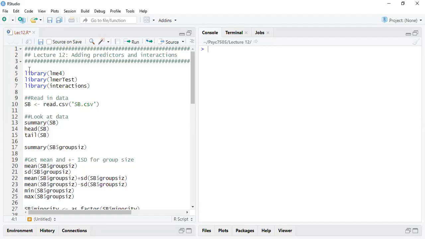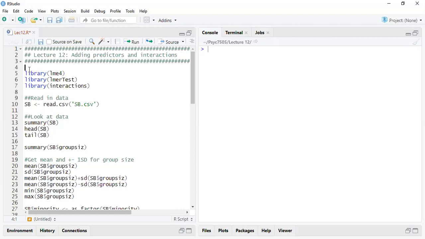Hi everyone, welcome back. This is the software portion, the R examples for lecture 12, adding predictors and interactions in MLM. In this lecture, I'm mostly going to focus on the interaction side of things. We talked about adding predictors last week. There's not a lot of change there in terms of interpretation.